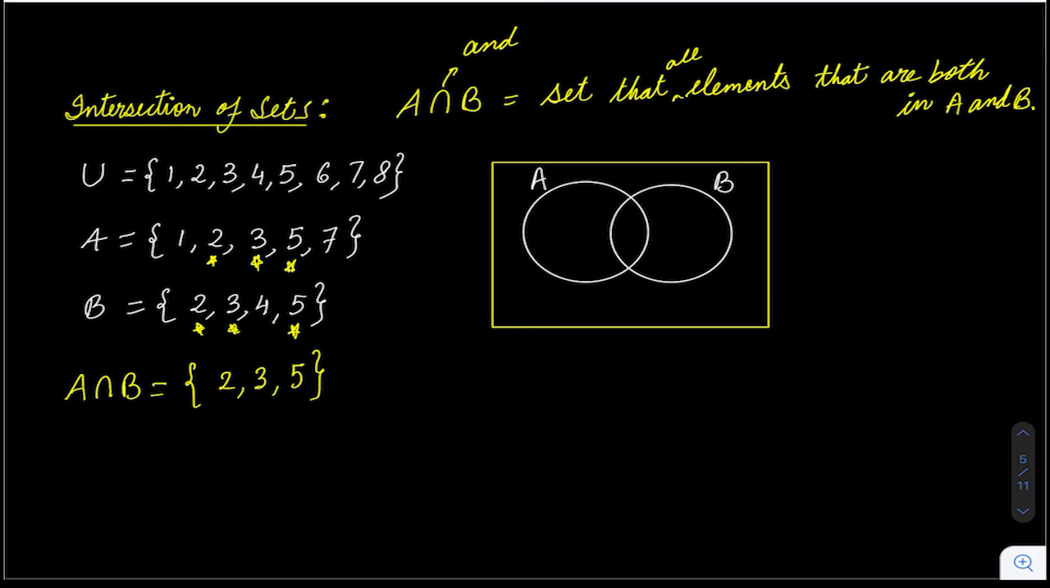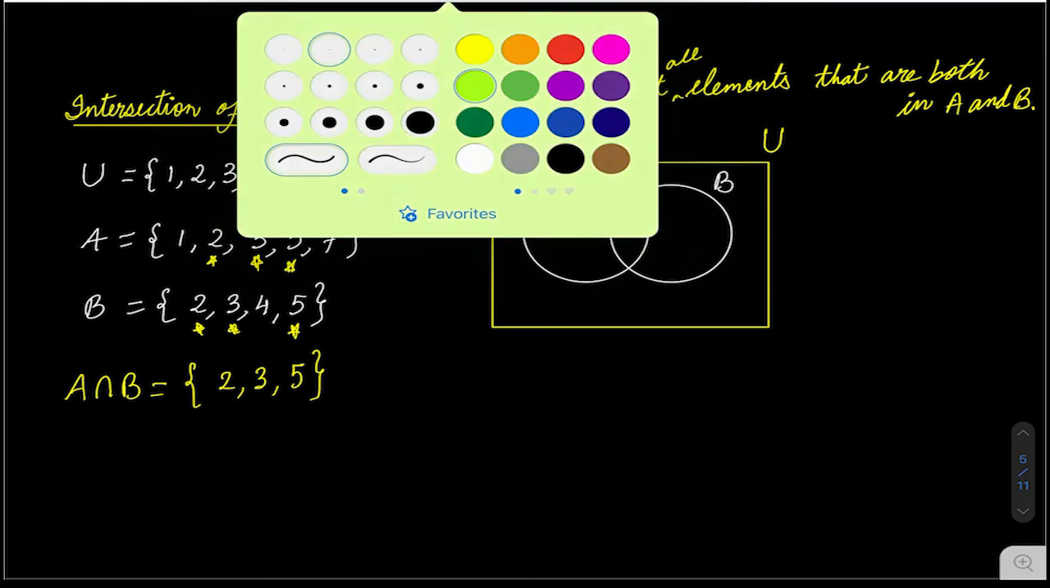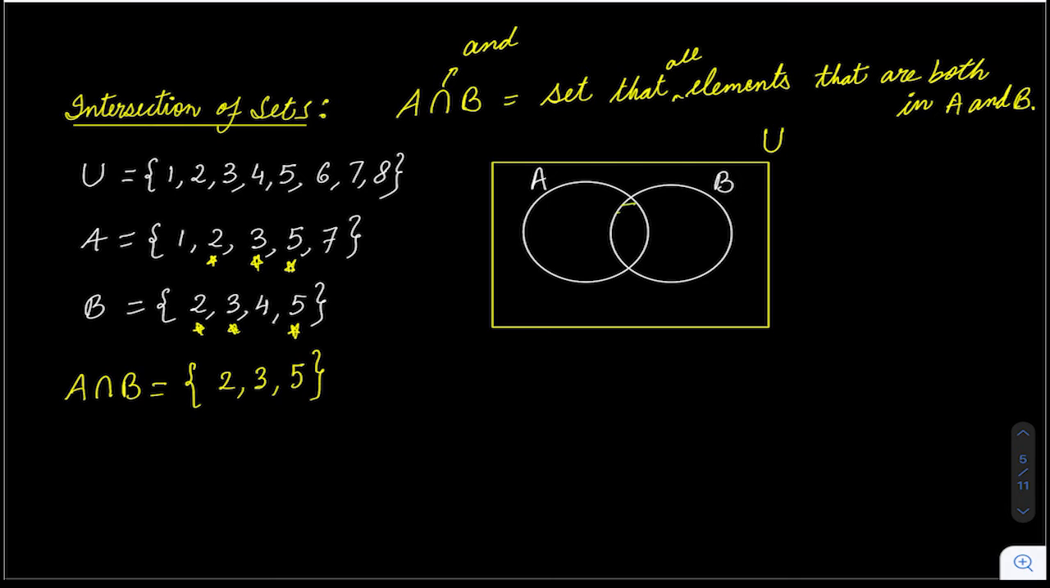So this is my Venn diagram. This is my universal set, A and B. So what is my intersection? Intersection is this, which is there. You can see the circle area which is there in both the circles. So this becomes my intersection, that is A intersection B.